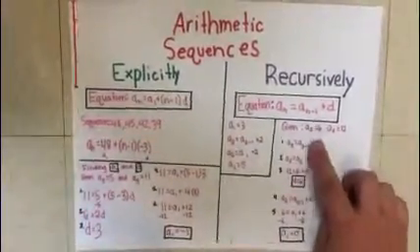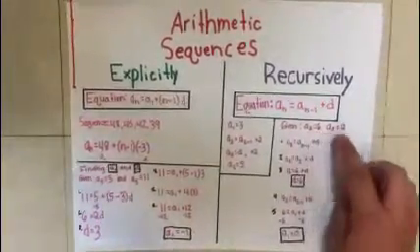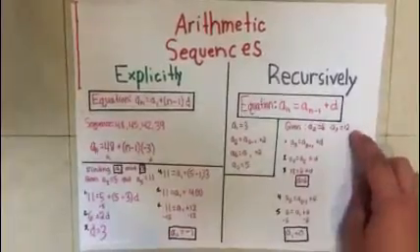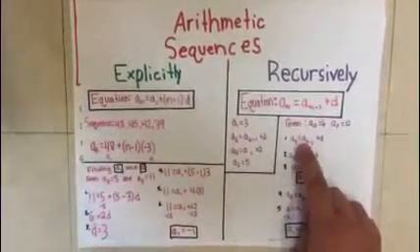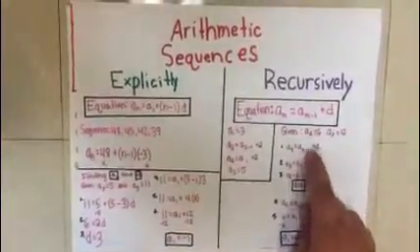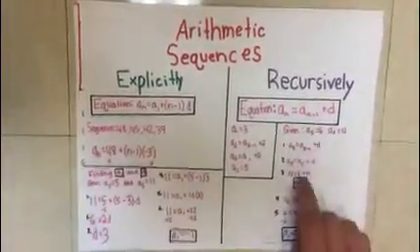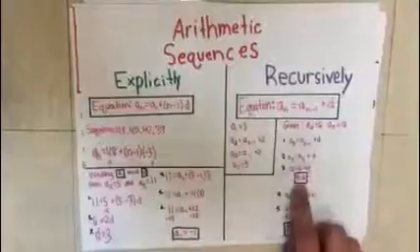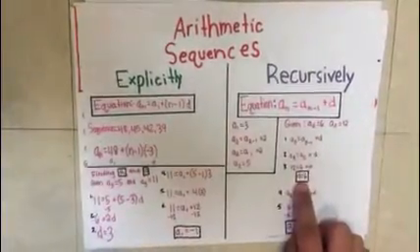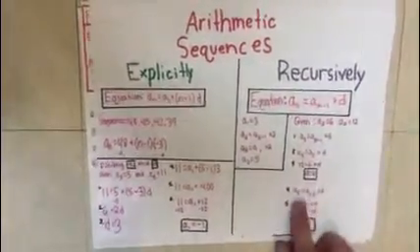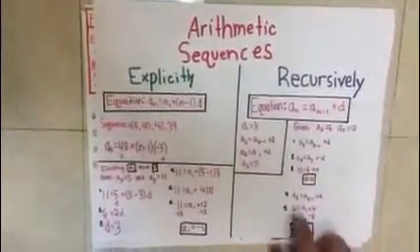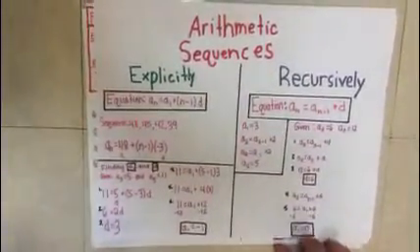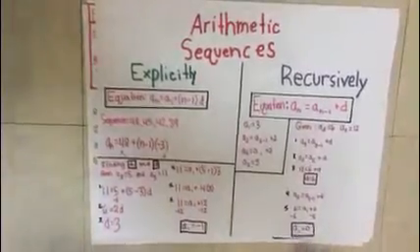Given the terms a2 equals 6 and a3 equals 12, plug these numbers into your recursive equation. a3 equals a3 minus 1 plus d. Follow the algebra down, your d equals 6. a2 equals a2 minus 1 plus 6. Now you're solving for a1. Follow the algebra down, a1 equals 0.